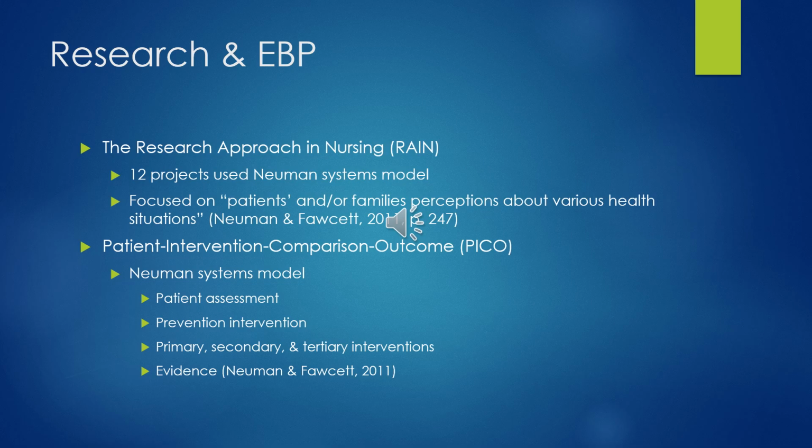Neuman's model corresponds with the patient, intervention, comparison, outcome, or PICO, approach that is more commonly used in evidence-based practice initiatives. The patient component for both models involves assessment. The intervention component for both would be the same. Neuman's primary, secondary, and tertiary interventions would correspond with the comparison for PICO, and outcomes for PICO would match up with the evidenced section of Neuman's model.